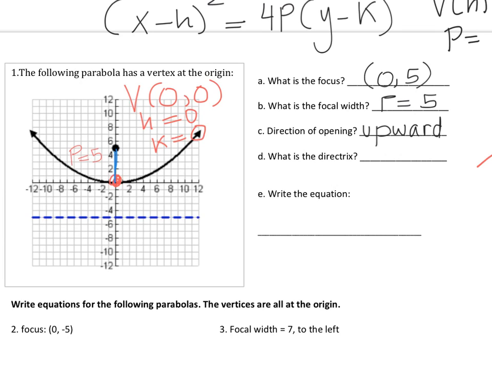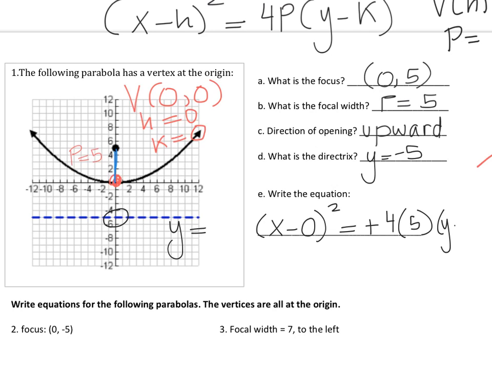The directrix is a horizontal line, so the equation is y equals the y value over here, which is -5. Okay, so the equation is (x minus h), where h is the x of the vertex, and that's 0, squared, equals plus, because it opens upward, 4 times p, which in this case is 5. Then it's (y minus k). k is the y coordinate of the vertex, and that's 0 as well. So let's fix our equation. x minus 0 is just x. x to the power 2 equals 4 times 5, that's 20 y.